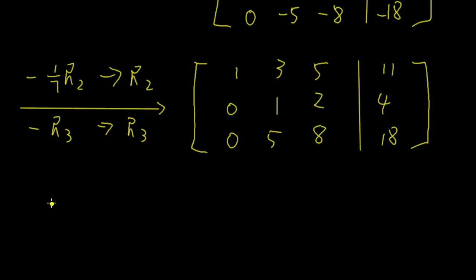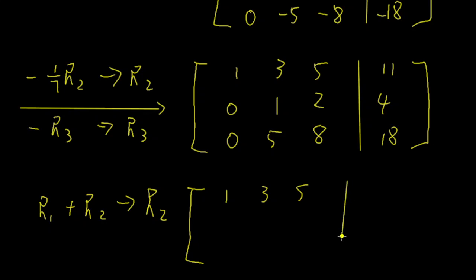So let me try to do this. Row 1 plus row 2 replace with row 2. Let's do it like that for now, right? So row 1 will not change. Then row 2, so 1 plus 0 is 1, 3 plus 1 is 4, 5 plus 2 is 7, 11 plus 4 is 15. Okay, so row 3 will not change.